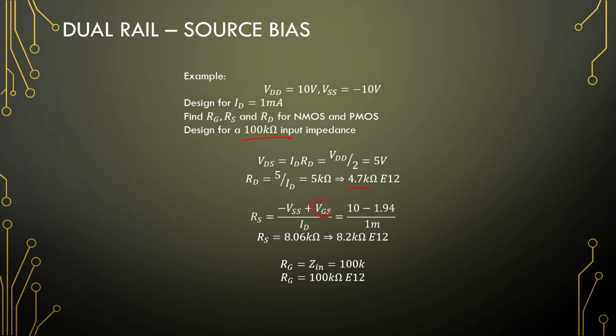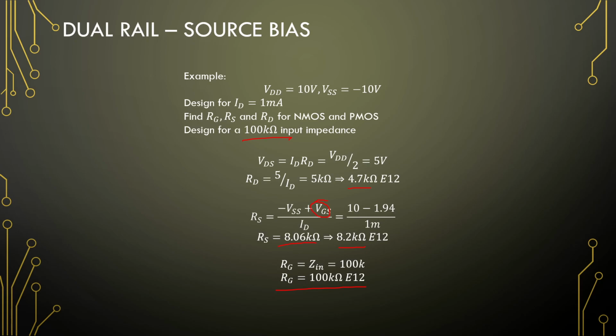Our VGS 1.94 as we calculated in the beginning. So minus minus 10 is 10, minus 1.94 volts over 1 milli is 8.06 kilo ohms. That gives us 8.2 kilo ohms, E12, and we just choose our gate resistor equal to 100 kilo ohms, that we want our input impedance to be.